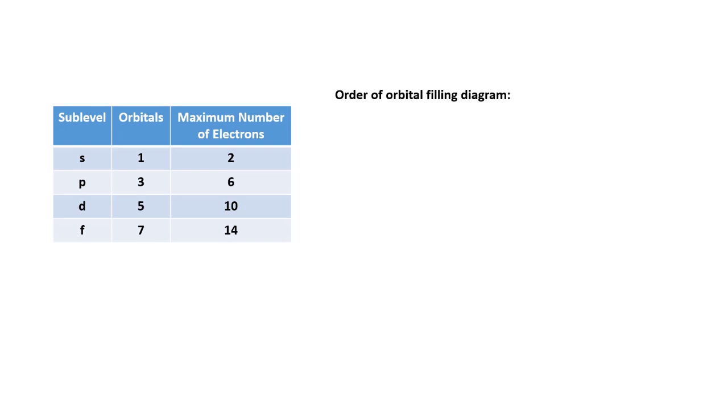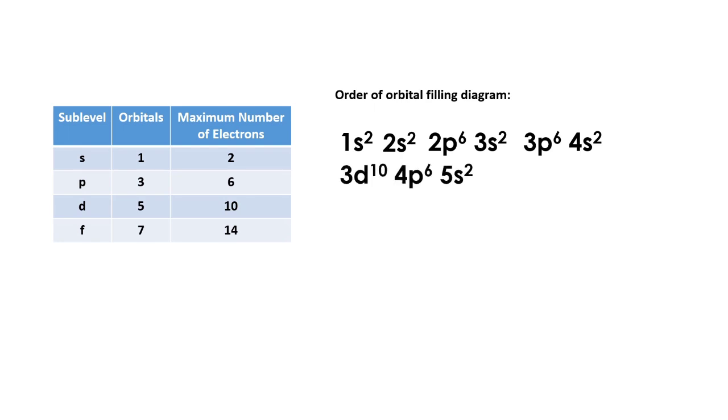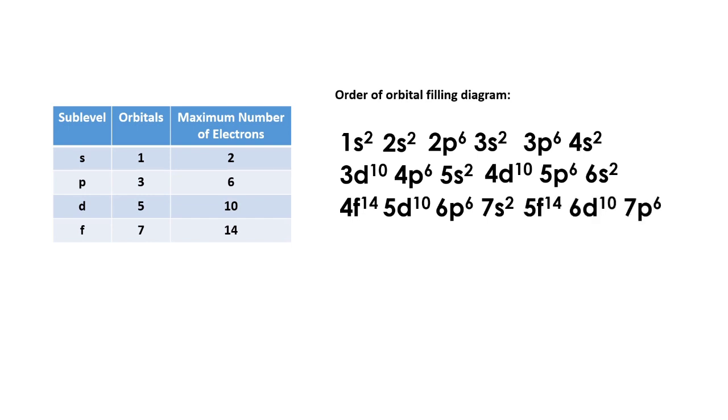Considering the number of orbitals per sublevel, S can hold a maximum of 2 electrons, 6 for P, 10 for D, and 14 electrons for F. Therefore, we'll have 1s2, 2s2, 2p6, 3s2, 3p6, 4s2, 3d10, 4p6, 5s2, 4d10, 5p6, 6s2, 4f14, 5d10, 6p6, 7s2, 5f14, 6d10, 7p6, and so on.